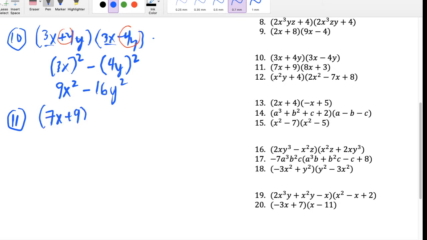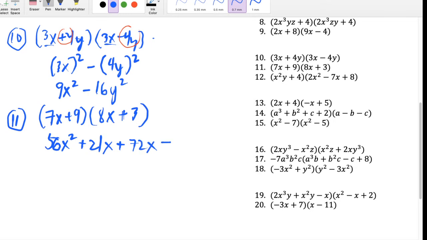7x plus 9 times 8x plus 3. Okay? FOIL method lang ulit. 7x times 8x, that's equal to 56x squared. 7x times 3, that's positive 21x. 9 times 8x, that's equal to positive 72x. Okay, 9 times 3, that's equal to 27. Okay, so ito lang yung like terms natin. Itong may mga x. So we will have 56x squared plus 21 plus 72, that's equal to 93x plus 27. Okay.